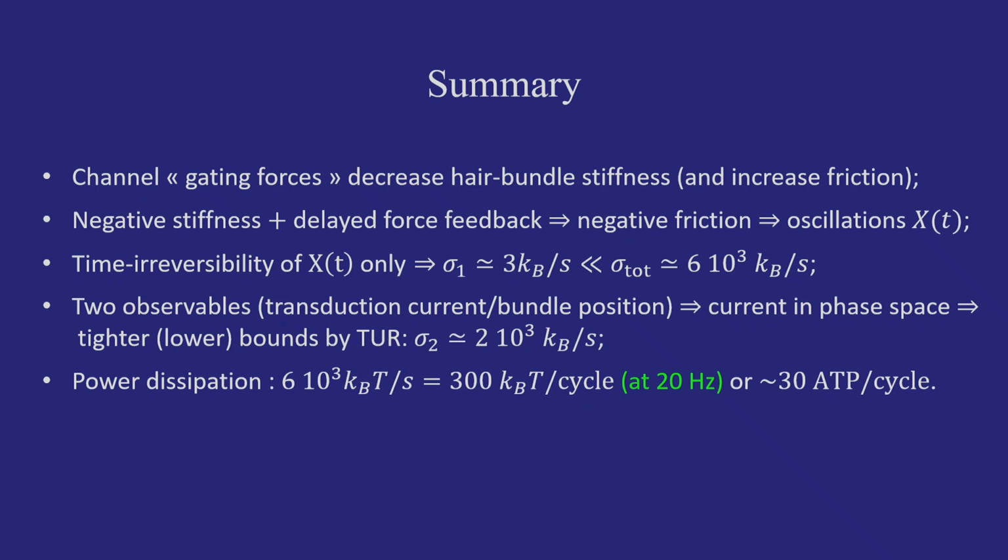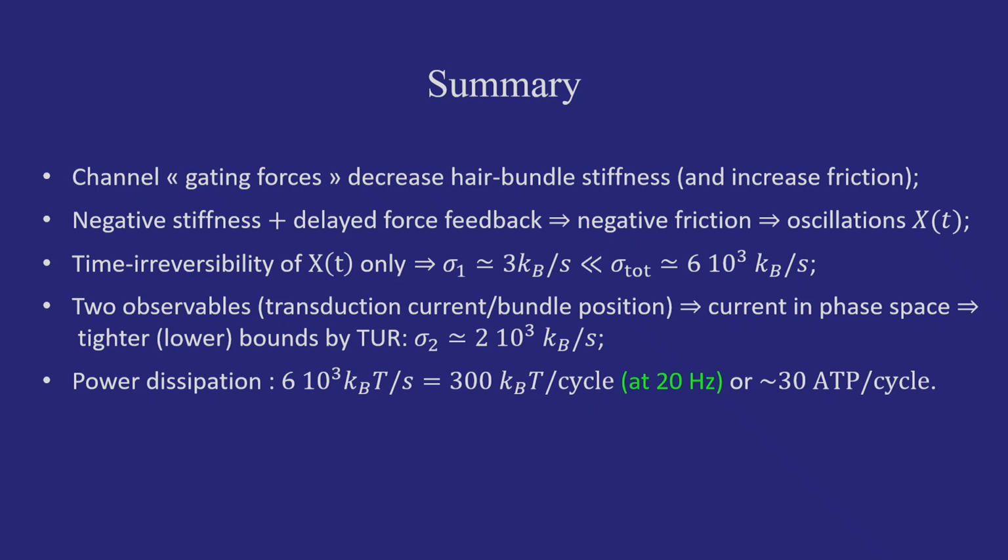Now, if you look at these numbers, they look large, but they're not that large, actually, because 6,000 kBT per second would correspond to 300 kBT per cycle for an oscillation of 20 hertz, or about 30 ATP idealized per cycle. This is not much. It depends on how you discuss that number, of course.